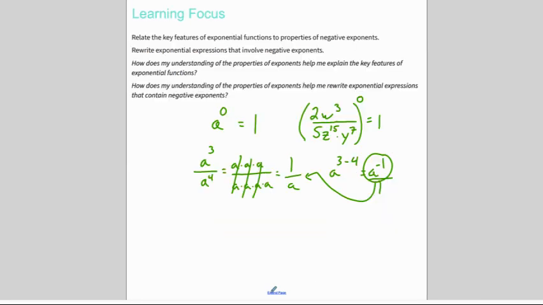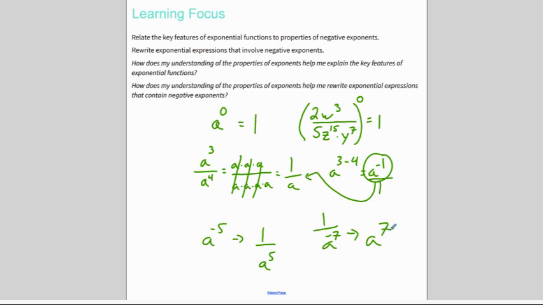So another example of that is just going to be this. If I have a to the negative 5, I can change that to be 1 over a to the 5th. Now, I could also have something that looks like 1 over a to the negative 7th, and that just goes ahead and changes to a to the 7th.